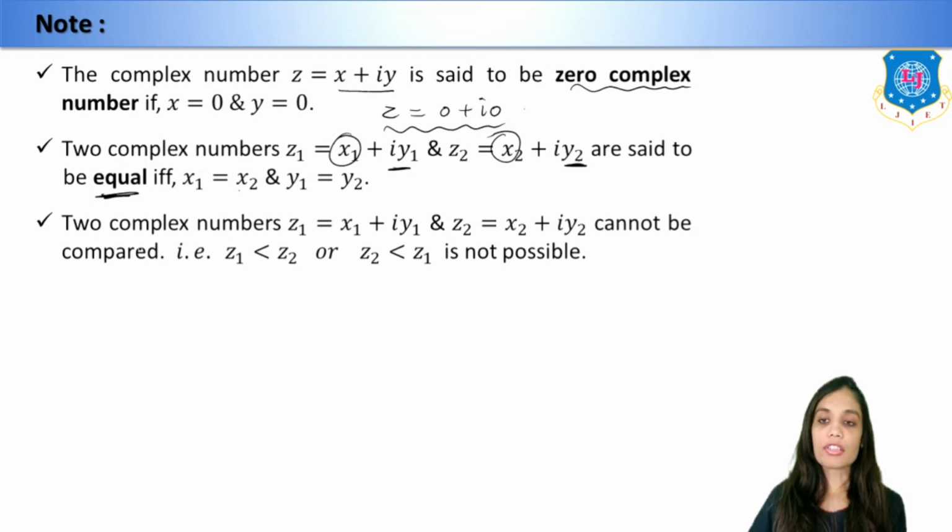The next condition: two complex numbers z1 equals x1 plus iy1 and z2 equals x2 plus iy2 cannot be compared. That is, we cannot compare two complex numbers in the sense of z1 less than z2 or z2 less than z1. This is not possible. That is, we cannot compare the two complex numbers, right?